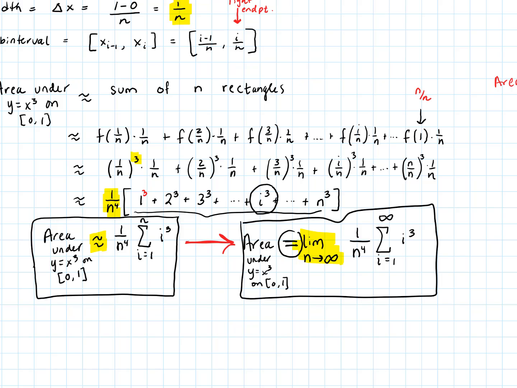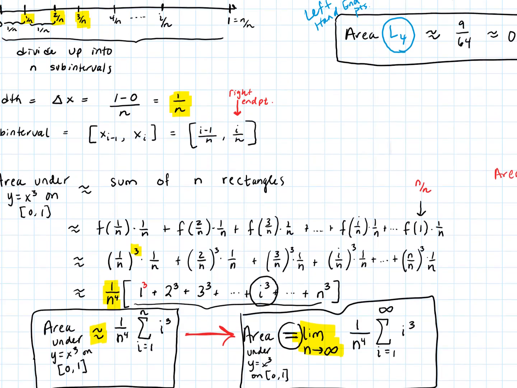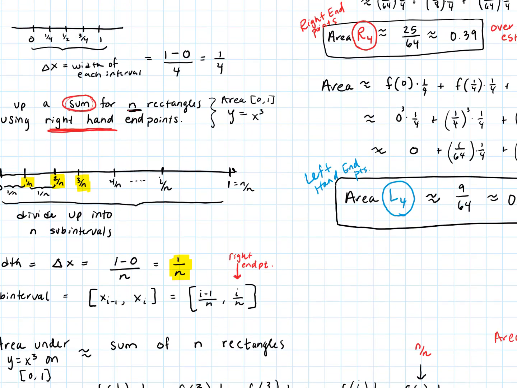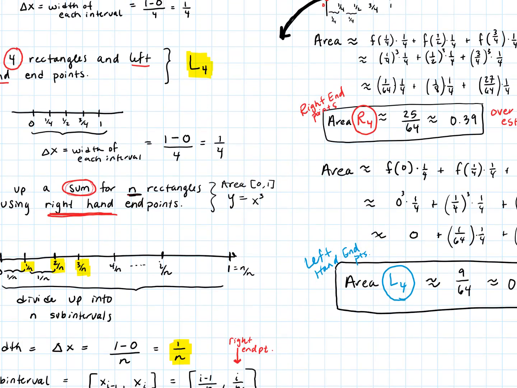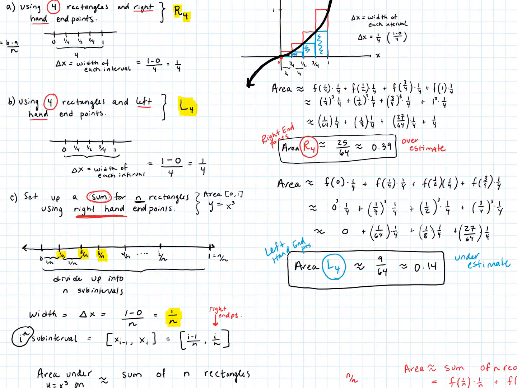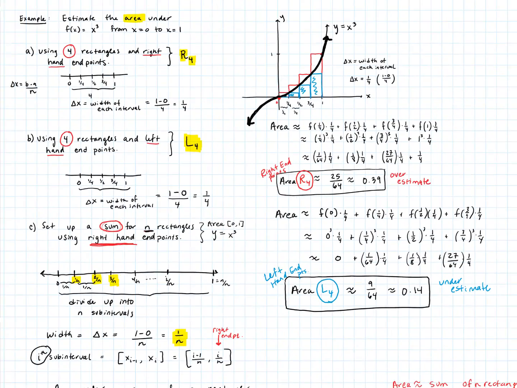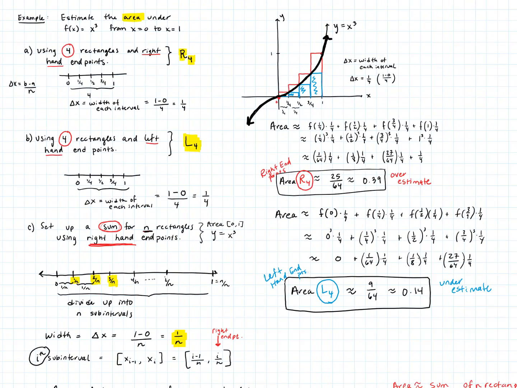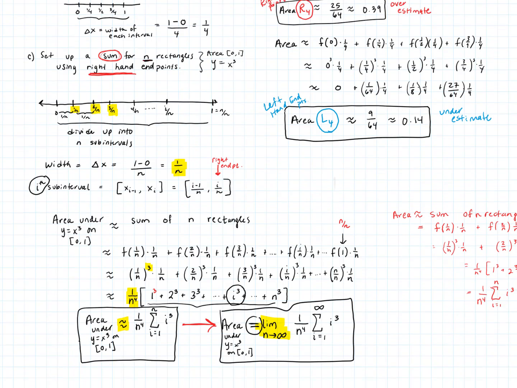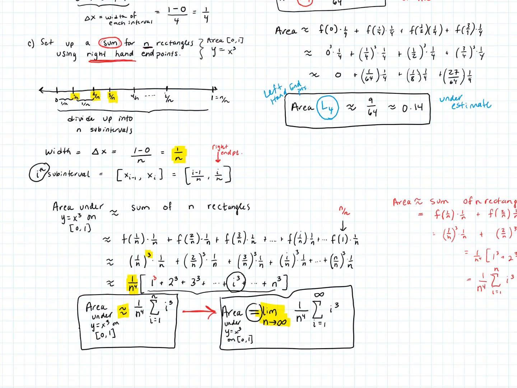So that's where we're headed. This was a little bit of a preview, but we have to know how to set these up. And so that's what we're going to practice in this section. We're going to practice estimating with left and right hand endpoints, and then we're going to practice setting up how we would do it if we wanted it to be a generic n. And then in the next section, we're going to get into how we actually compute that limit.